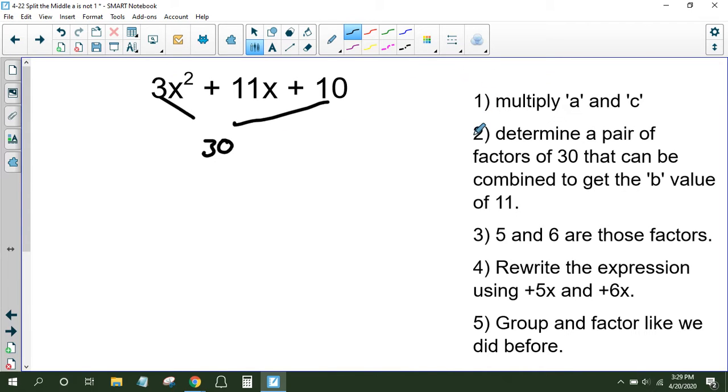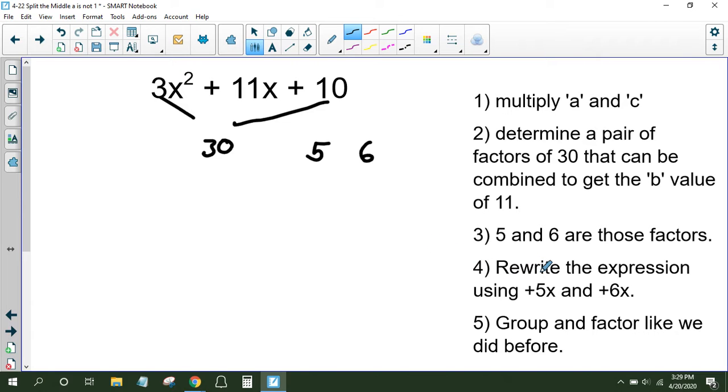Step number two, we're going to determine a pair of factors of that 30 that we can combine together to get the b value of 11. So in other words, we're looking for factors of 30 where if we added those two factors together, we would get 11. In this case, what we're talking about are 5 and 6. Those are the two factors that we're looking for, 5 and 6. 5 times 6 is 30. 5 plus 6 is 11. So that's what we need.